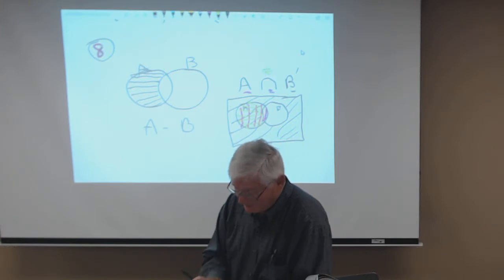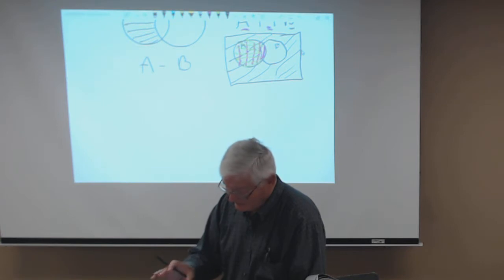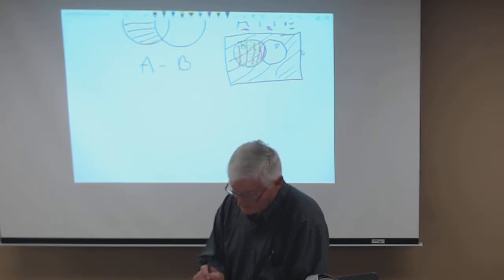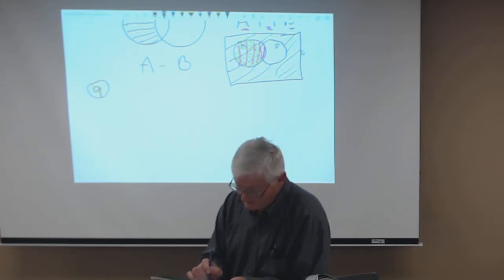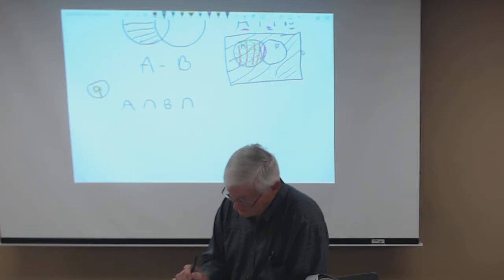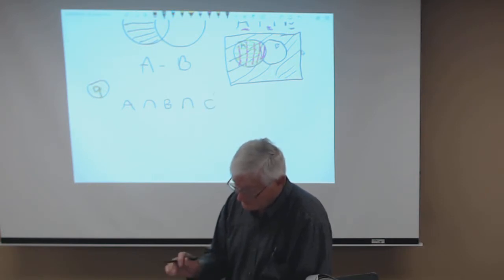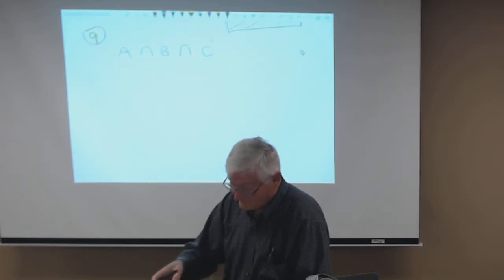Okay. Number 9. Draw a Venn diagram to illustrate the set A intersect B intersect C complement. So that means I need A and B and C.